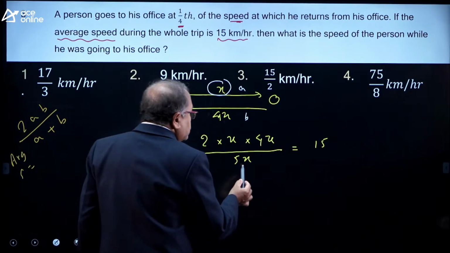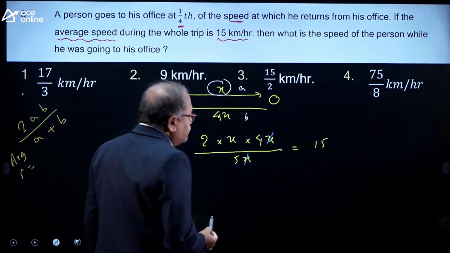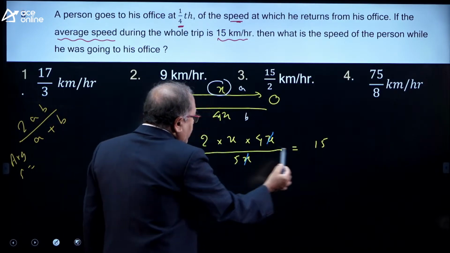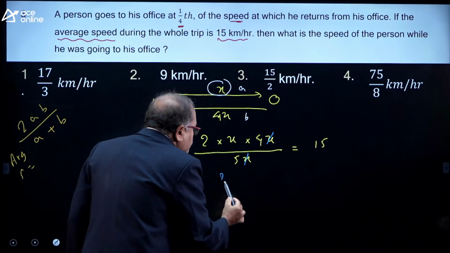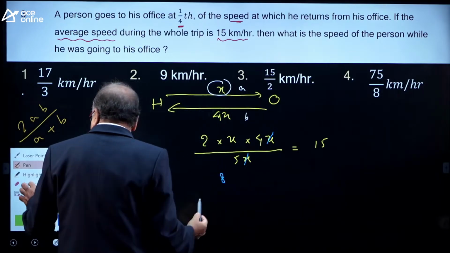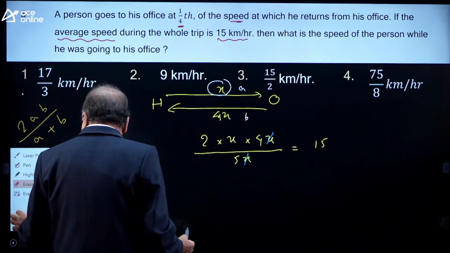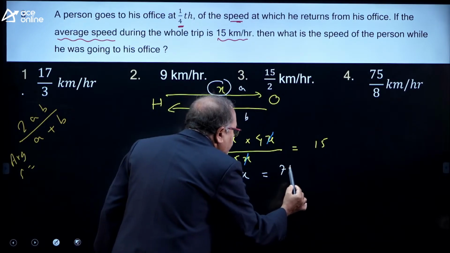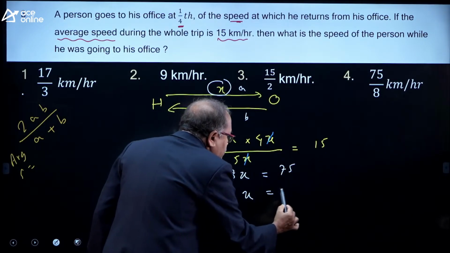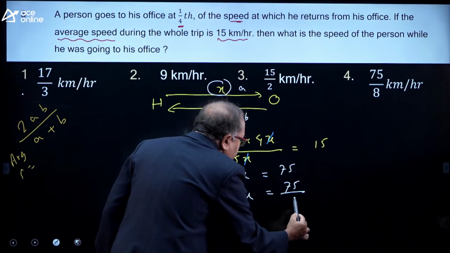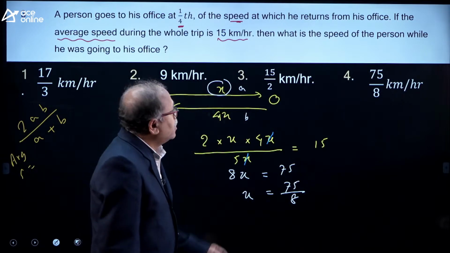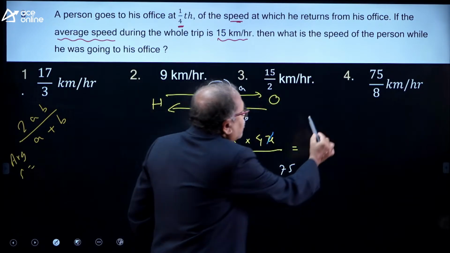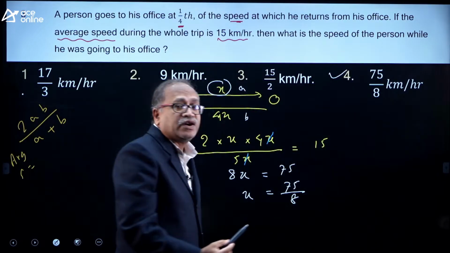I notice that this x and x gets cancelled over here, and here that is 75, and 8x, let me change the color of the pen. So, 8x is equal to 75, then what is your x? X is equal to 75 by 8, and I notice that there is option choice 4, 75 by 8.